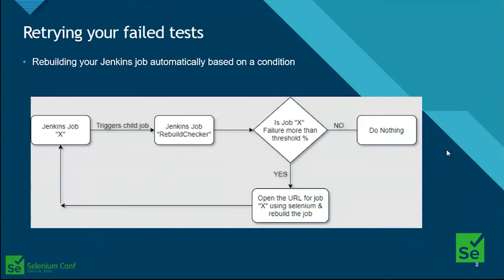The purpose of the rebuild checker job is to check if job X's failure was more than the defined threshold percent, say 95 or 100%, in case the environment config went wrong or something like that happened. If the failure is below the threshold, we do nothing. Otherwise, we can open the URL for job X again using Selenium and click on rebuild. Here we have used a threshold percent for this example, but basically you can play around with this and build a custom solution for running your tests as per your requirement.